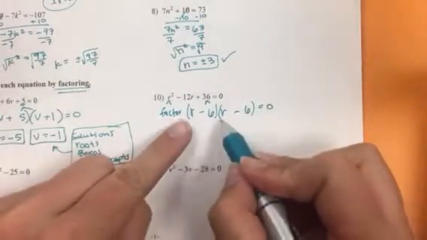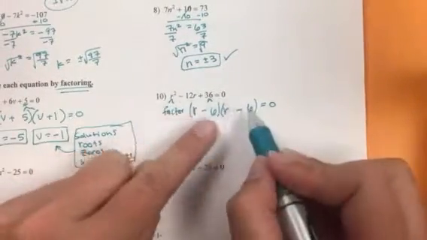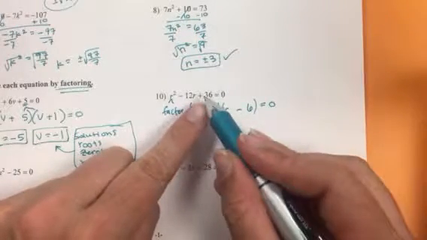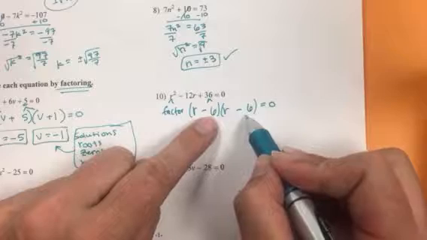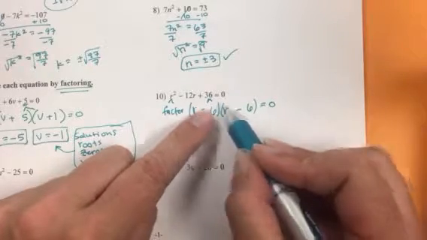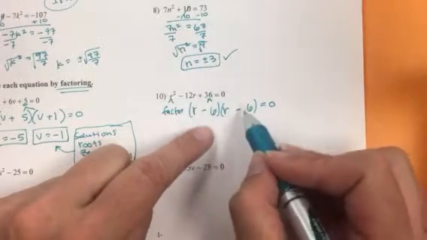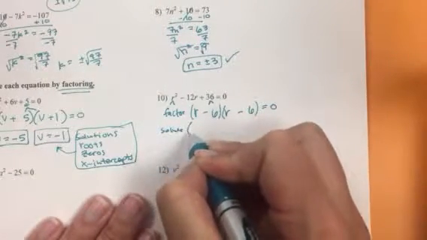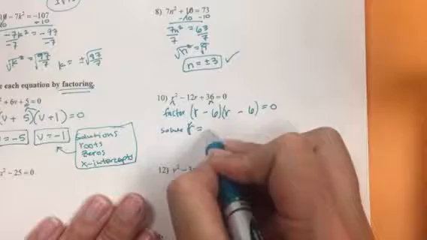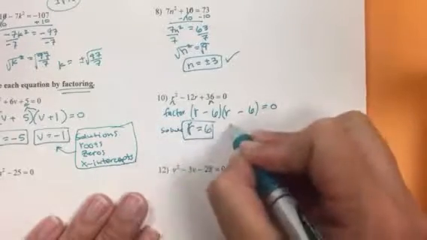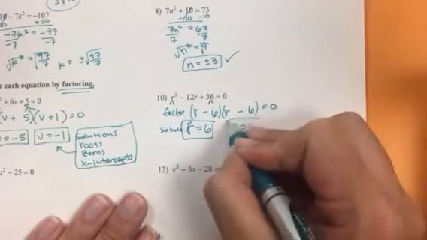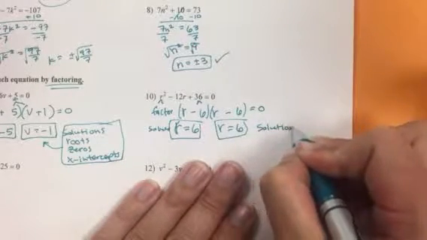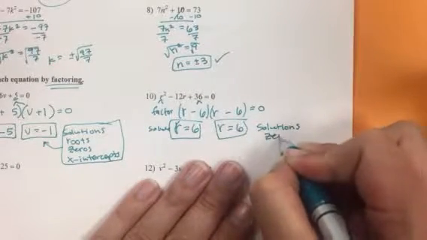Let's check. r times r is r squared. 6 times 6 is positive 36. That's true because 2 negatives make it positive. When I put them together, negative 6 and negative 6 are negative 12. Good factors. Now I need to solve, which means r equals a positive 6, and this r equals a positive 6. So those are my solutions.